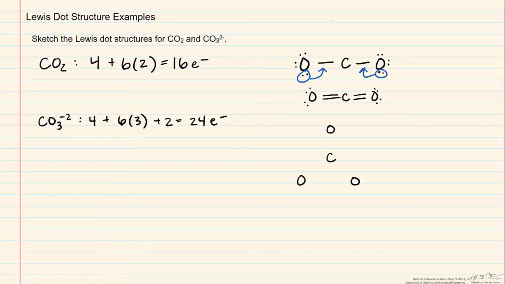We again surround the central carbon atom, which is the least electronegative, with the 3 oxygen atoms, and we use the same procedure: we initially draw bonds between the carbon and all the oxygen atoms. That gives us a total of 6 bonded electrons out of the 24, and so we have to fill in the remaining 18 electrons as lone pairs. We accomplish that by putting 3 lone pairs around each oxygen atom. That gives us a total of 18 electrons around those oxygen atoms.